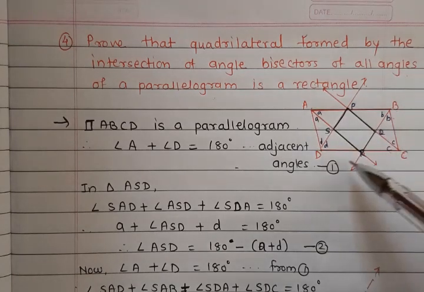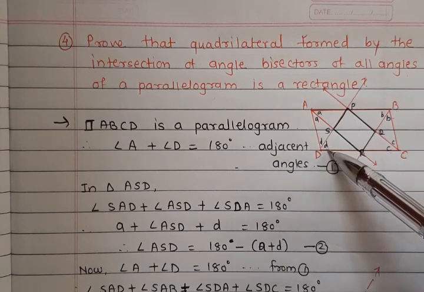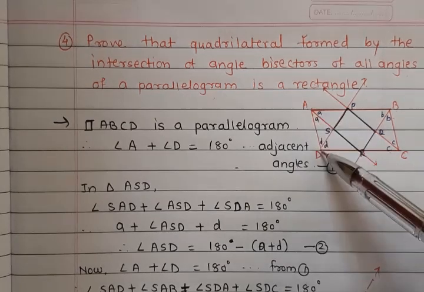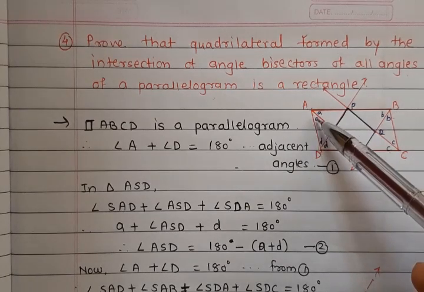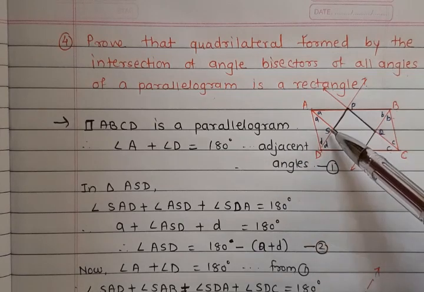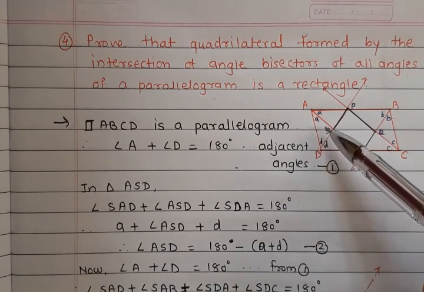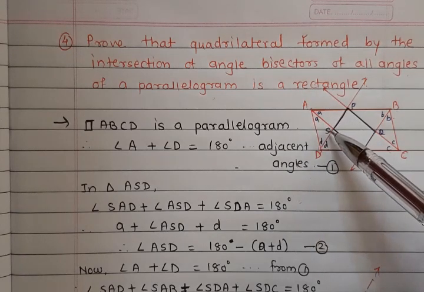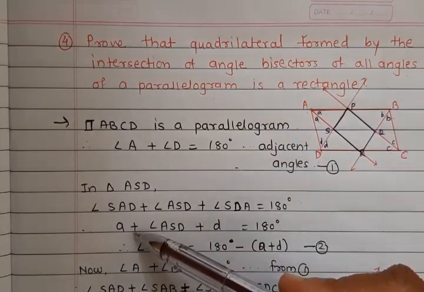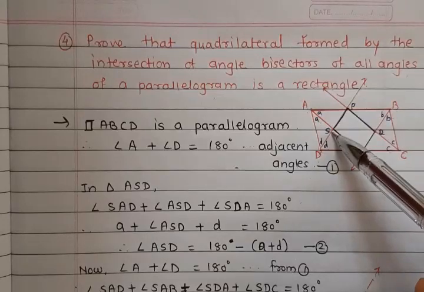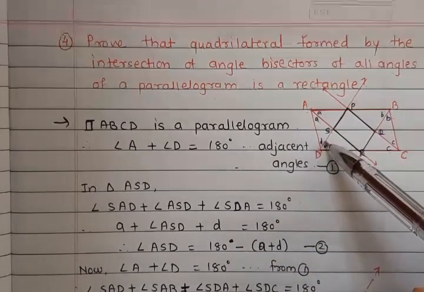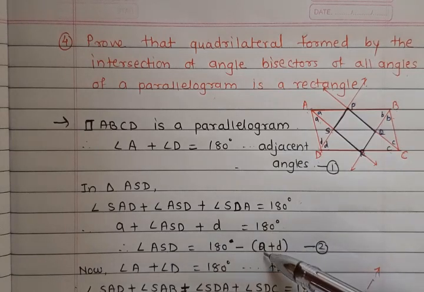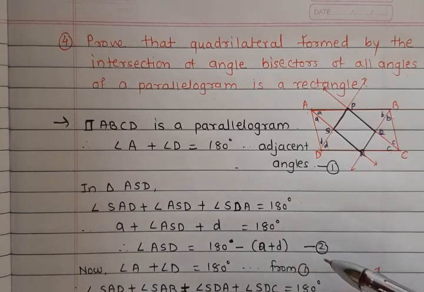Now here ABCD is a parallelogram. In that, angle A plus angle D equals 180 degrees because these are adjacent angles. Now if we consider triangle ASD, in that the sum of the three angles equals 180 degrees. So angle SAD plus angle ASD plus angle SDA equals 180. For SAD we consider A, and SDA is nothing but angle D. So angle ASD equals 180 minus (A plus D). For that we give the number 2.